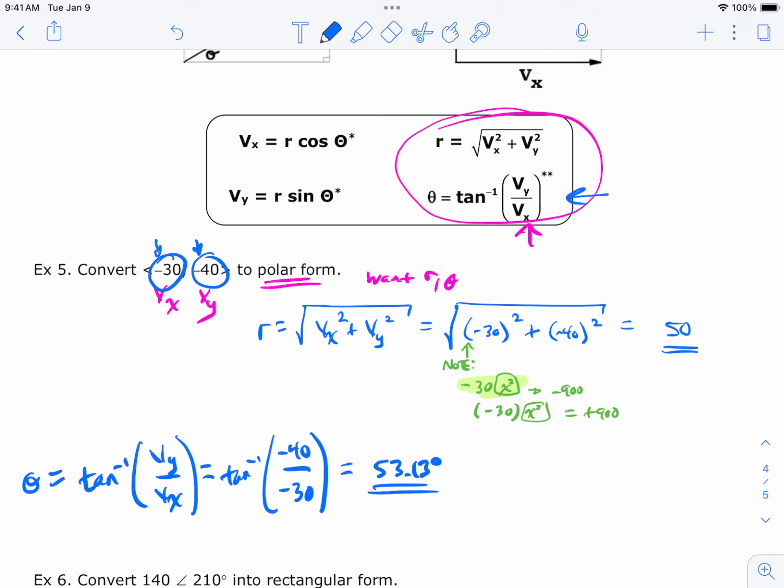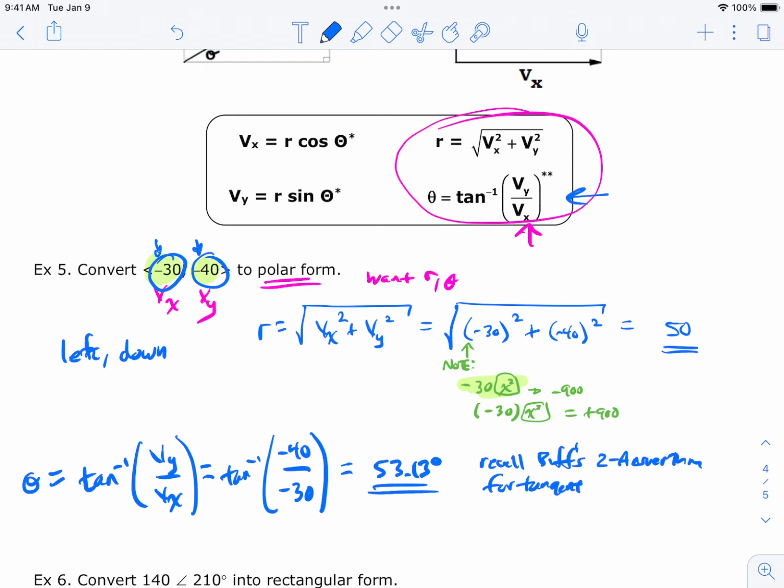Now, can that be right? Well, look back over here. Our vector is negative and negative. Negative in the x, that means go left. Negative in the y, that means go down. We're supposed to go left and down. Where's 53 degrees? That's in the first quadrant. That's right and up. That's no good. Now, you might remember what's going on here if you can remember back to Biff's two-answer theorem for tangents.